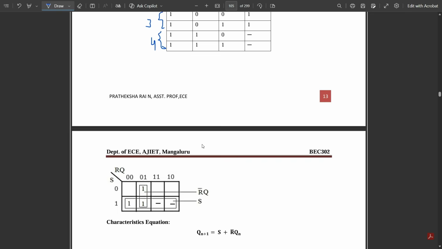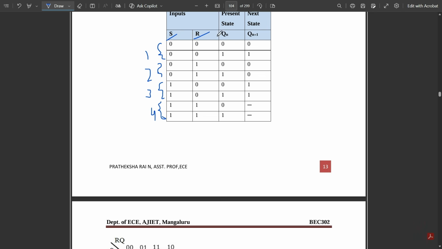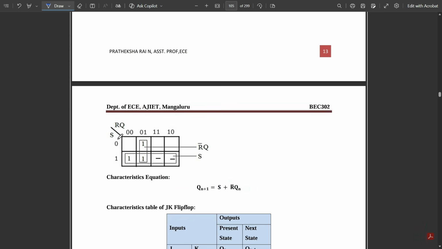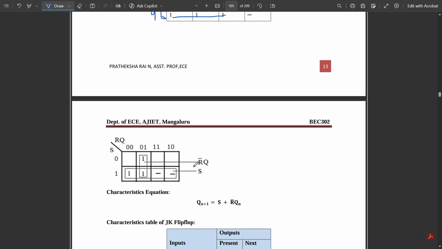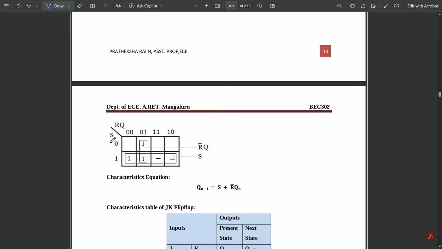So you need to take three variables S, R, and Q, so totally three variables. You should write all the combinations, starting from 0 0 0, 0 0 1, up to 1 1 1. So build that K map here. It is a three variable K map S, R, Q, and all the eight combinations you mention here.